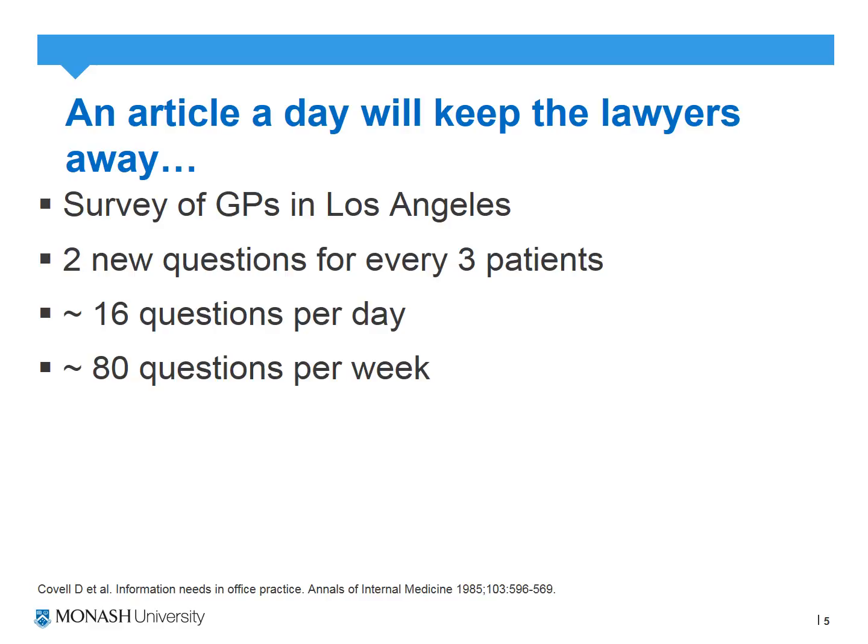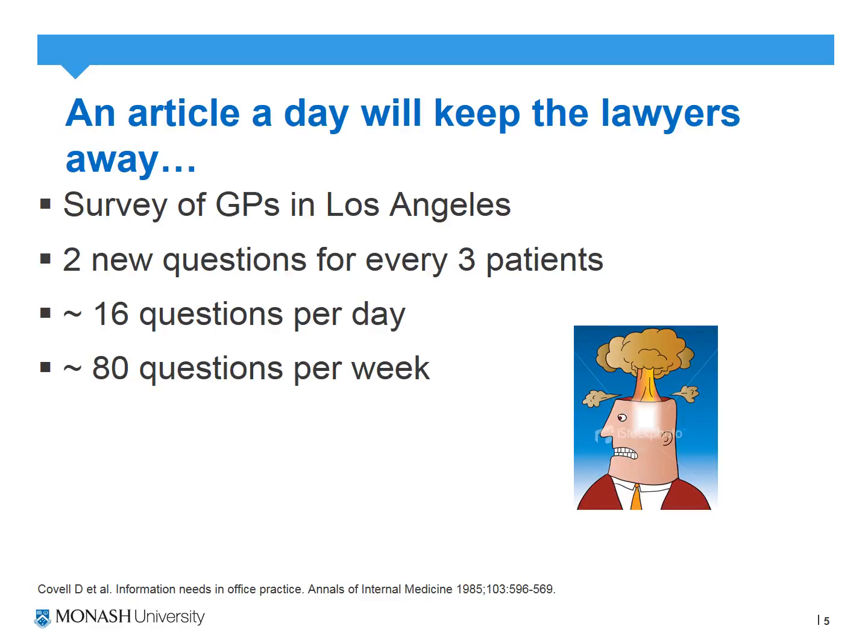This is actually quite an old article, as you can see, from the mid-80s. So the internet wasn't even around, so you can imagine how much time they would have lost trying to find books and journals in the library. But basically it was a survey of GPs in Los Angeles in the US. They had 2 new questions crop up for every 3 patients they saw, which, if you think about it, is 16 questions per day, 80 questions per week, not going to happen. They're not going to have the time to actually go off and try and find that information.